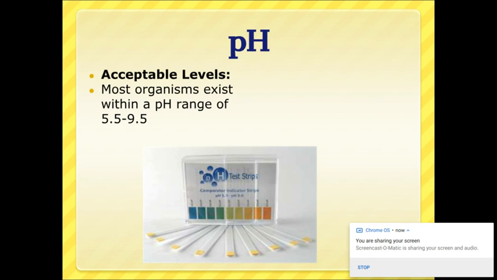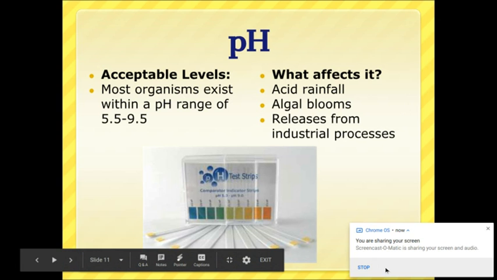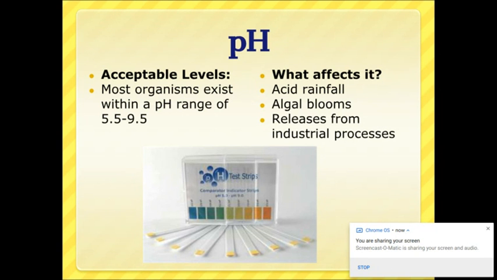So, what are some things that might change the pH and bring it into levels we don't want to see? Well, number one, it can be affected by acid rain. Also, algae blooms and releases from industry.